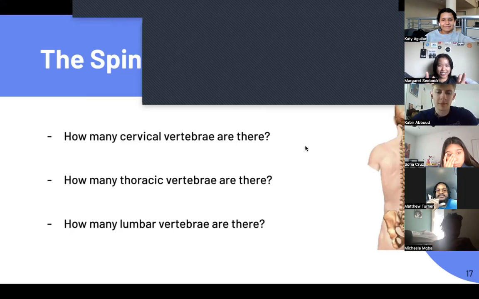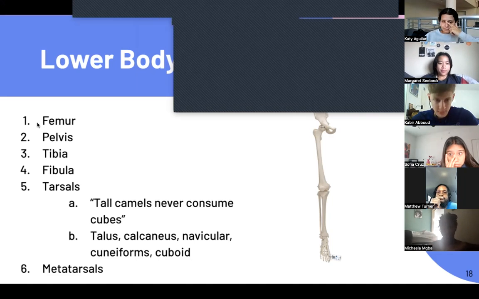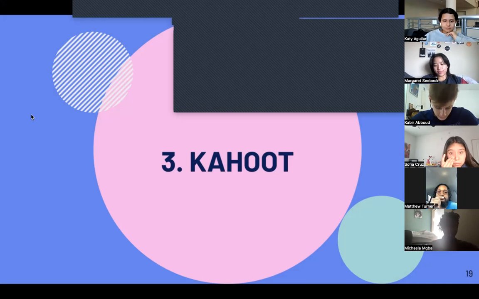All right, well, I got a trick for you too to memorize how many different vertebrae there are in the spine too. So here we go. Oh my goodness. Hold on, guys. Bear with me.